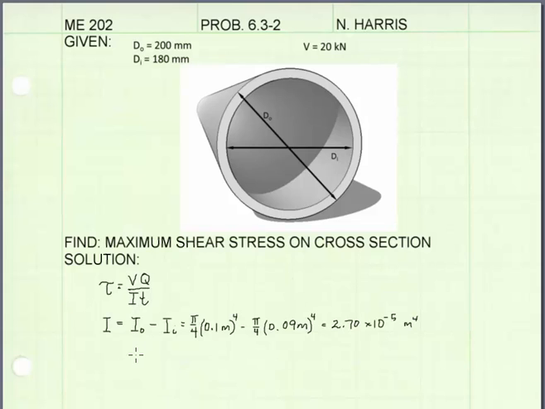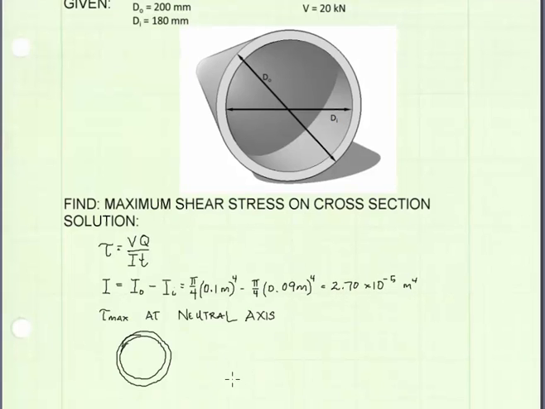The moment of inertia can be calculated using the parallel axis theorem as the moment of inertia of the outer circle minus the moment of inertia of the inner circle. The moment of inertia for a circle is pi divided by 4 times the radius to the fourth. And that gives us this value for the moment of inertia for the cross-section.